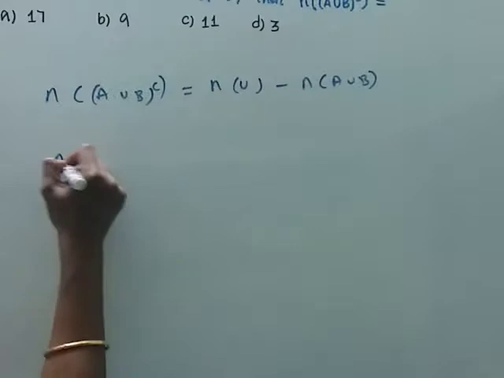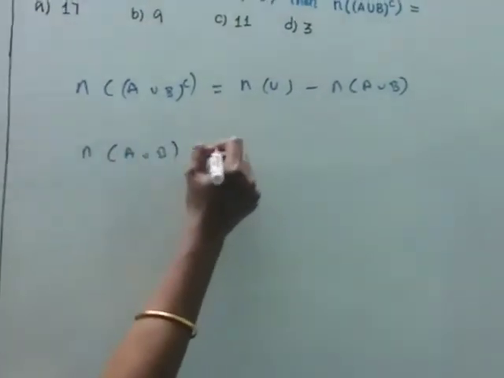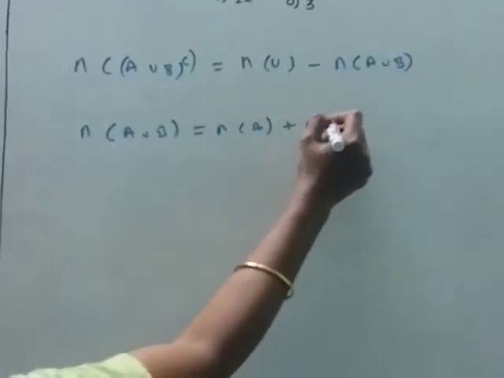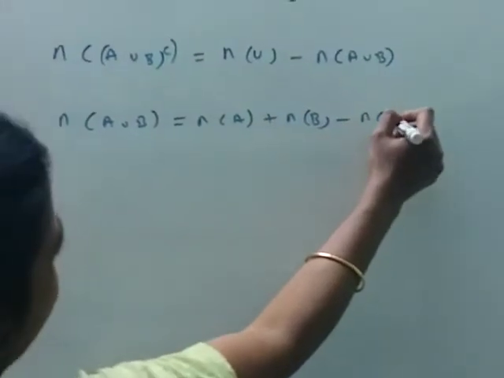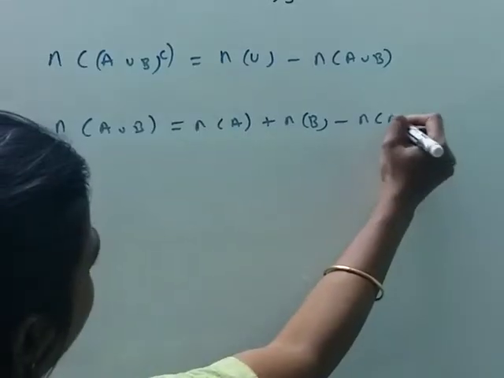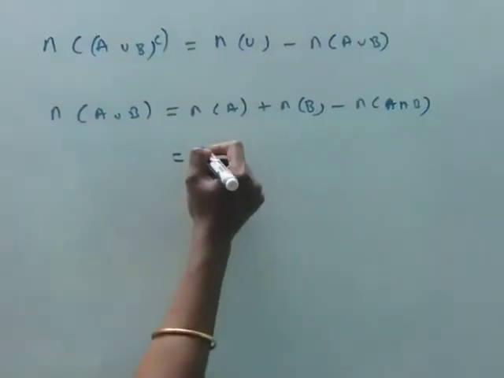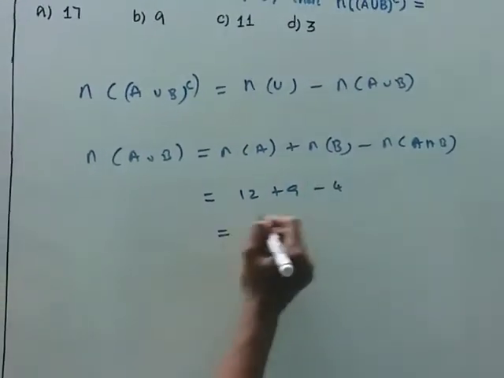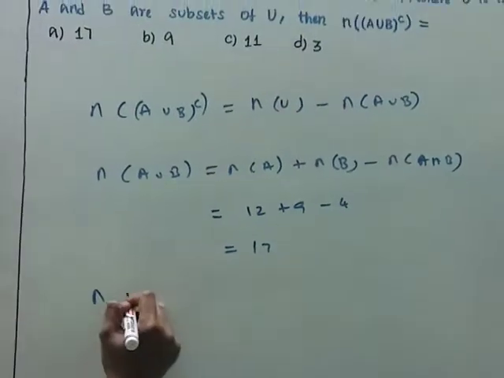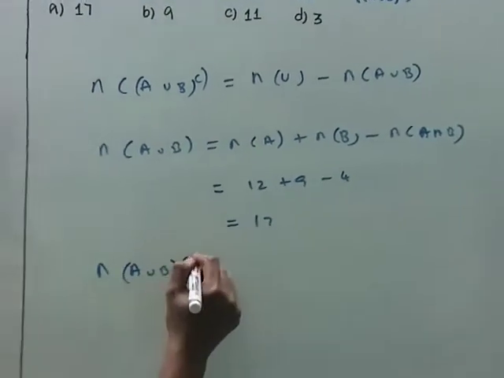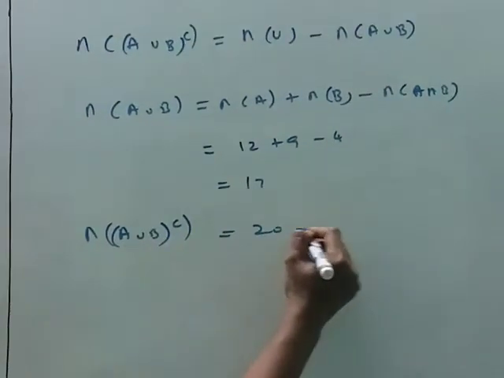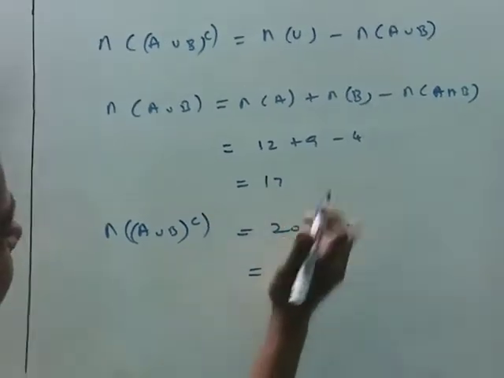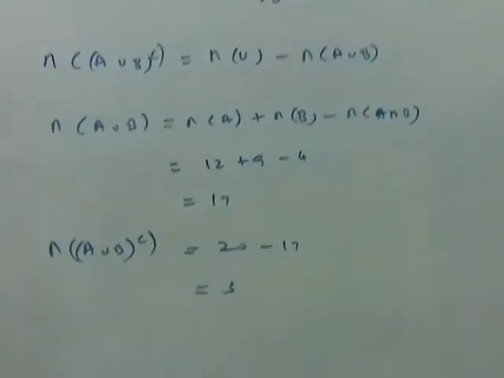So first we are going to find the value of n of a union b. Formula is n of a plus n of b minus n of a intersection b. So this will be equal to 12 plus 9 minus 4. So you get 17. So what is n of a union b the whole complement? That is equal to 20 minus 17, answer 3. So here the answer will be 3. Okay ma? Copy it.